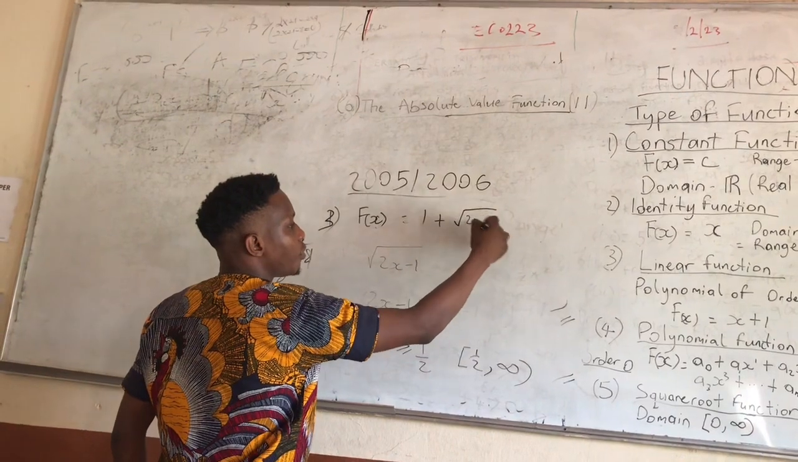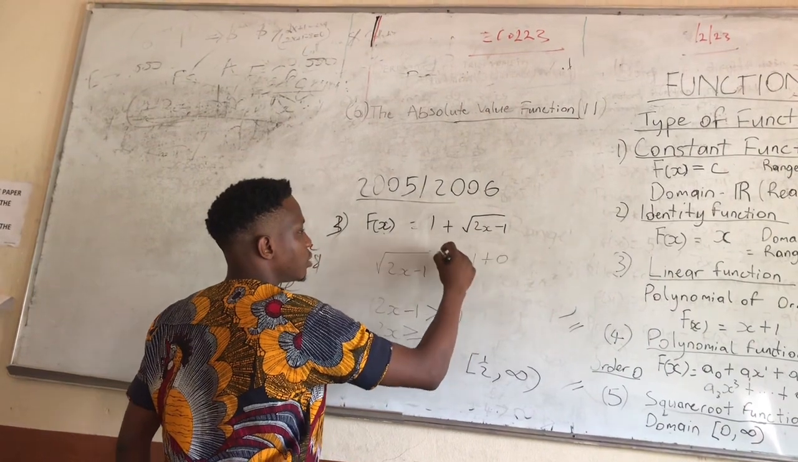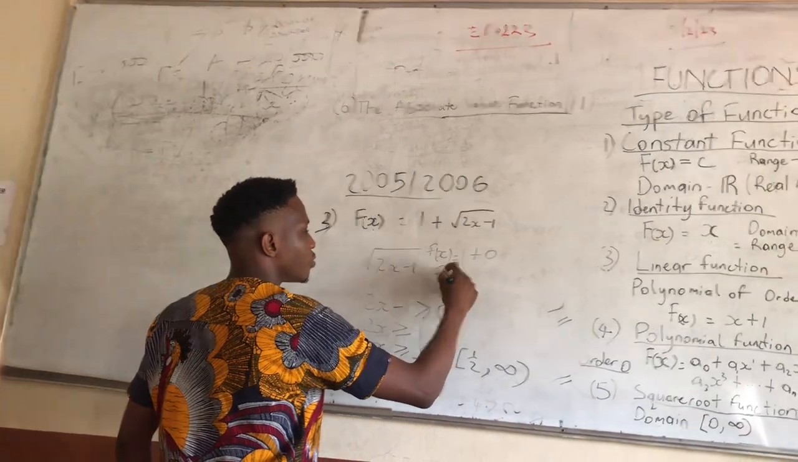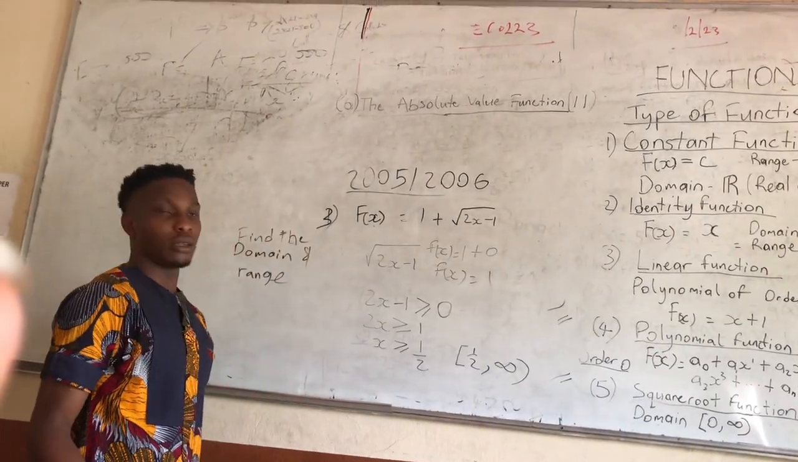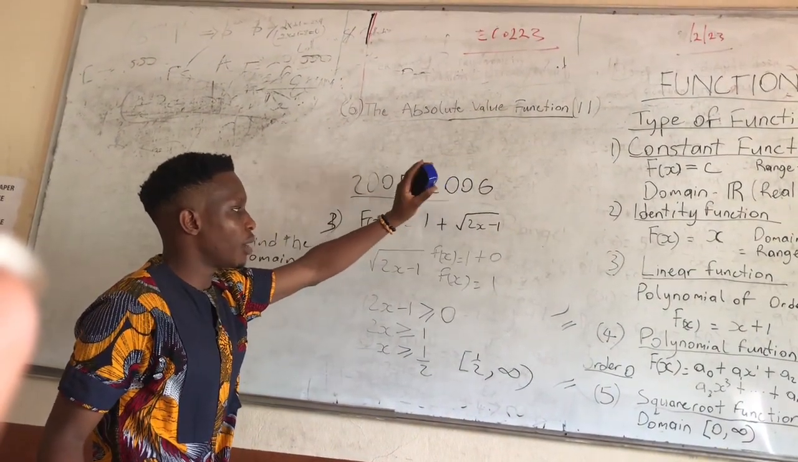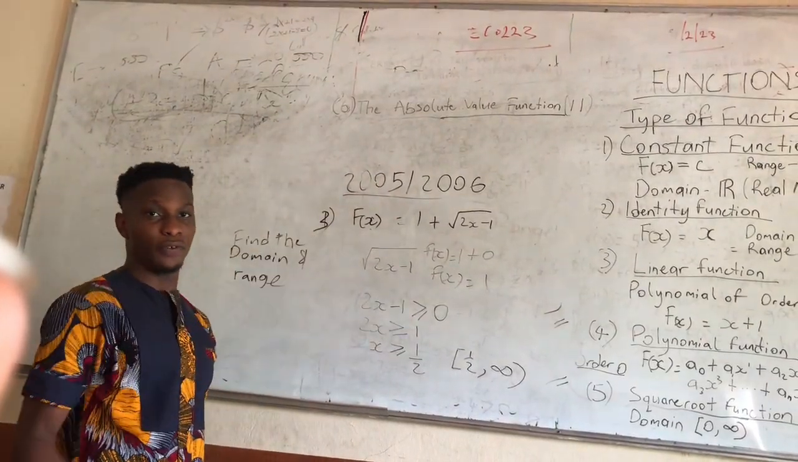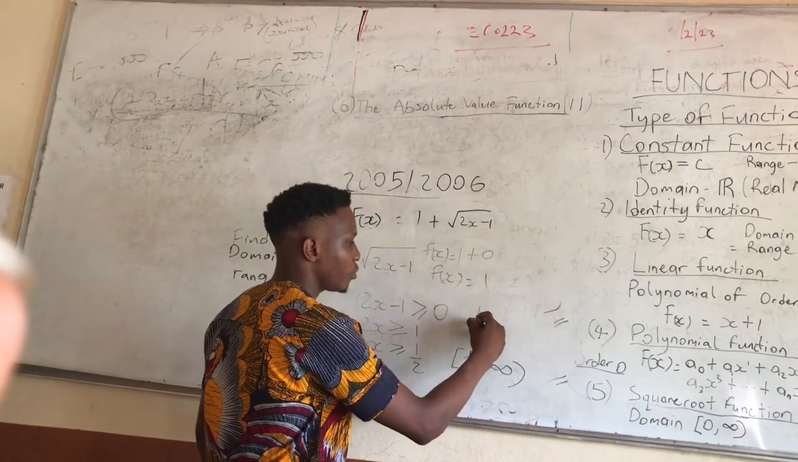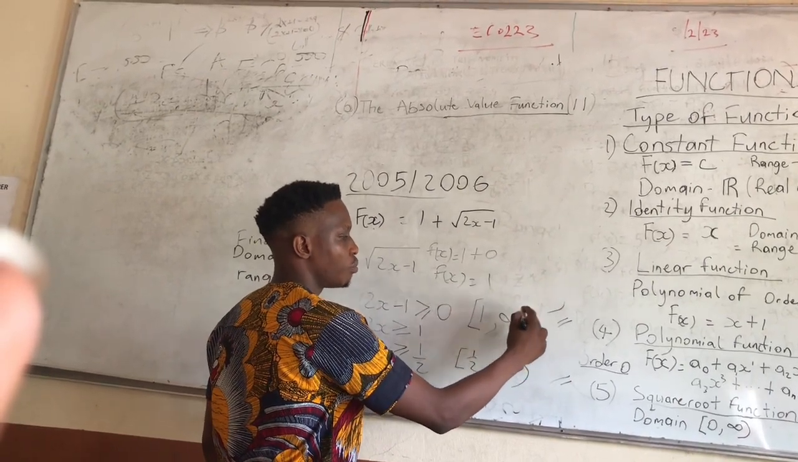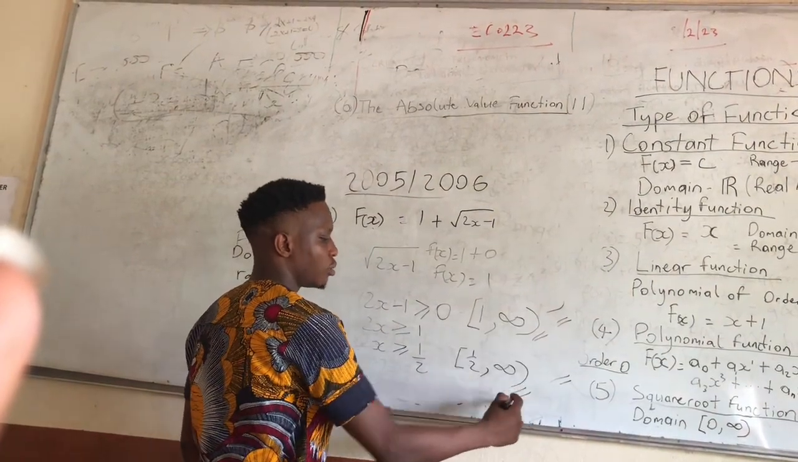So even if we get 0 here, we are still going to have 1 plus 0. That is f(x) equals 1 plus 0, f(x) is equal to 1. So this shows us that the range of values that we are going to get as the range is any value from 1 to positive infinity. So 1 is going to be included in the range of values that we are getting to positive infinity. So this is going to be our range, and this is going to be our domain.